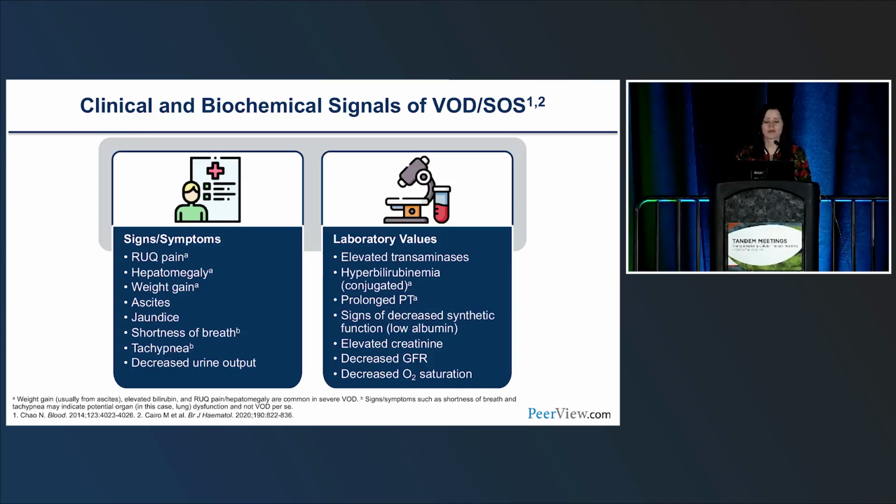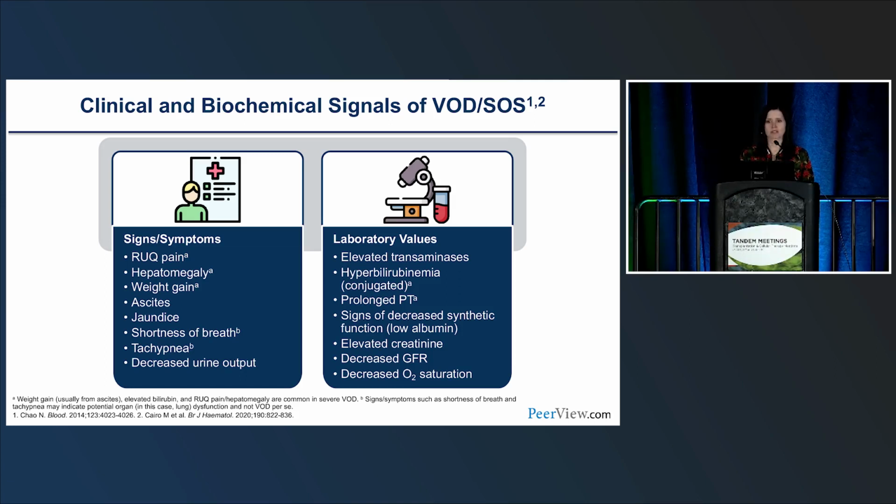So to review the signs and symptoms of VOD, we have the right upper quadrant pain that you'll see when you examine your patient, hepatomegaly, weight gain, ascites, jaundice, shortness of breath, tachypnea, and decreased urine output. In your laboratory values, you can expect to see elevated transaminases, hyperbilirubinemia, coagulopathies evidenced by a prolonged PT, low albumin, renal dysfunction indicated by elevated creatinine, decreased GFR, and poor oxygen saturation.